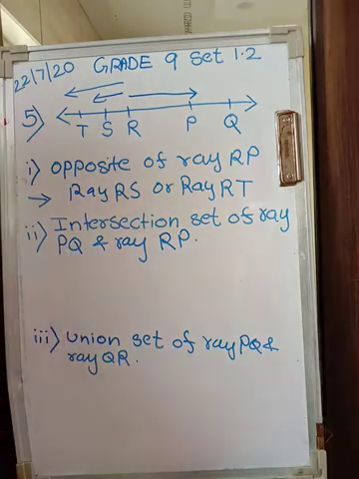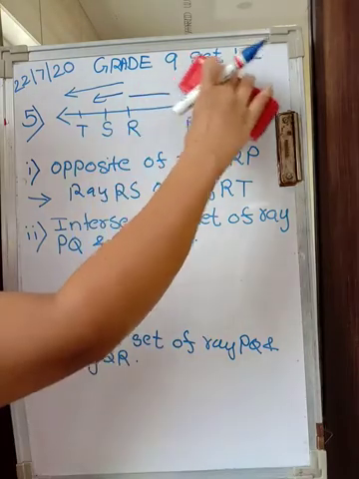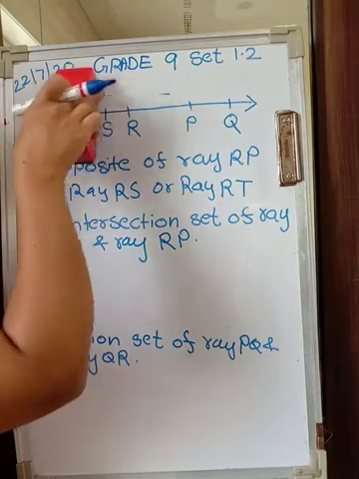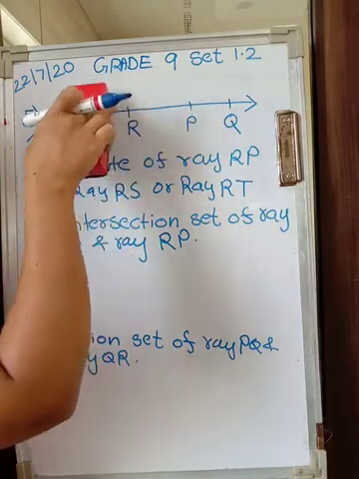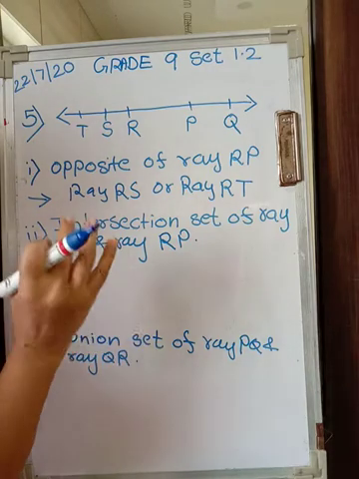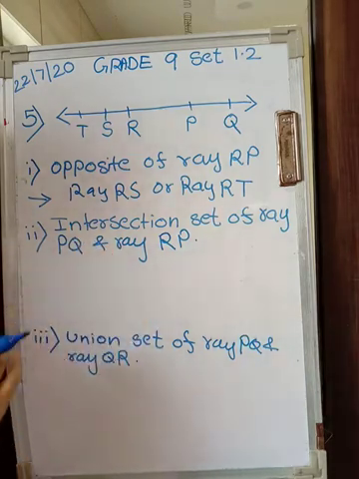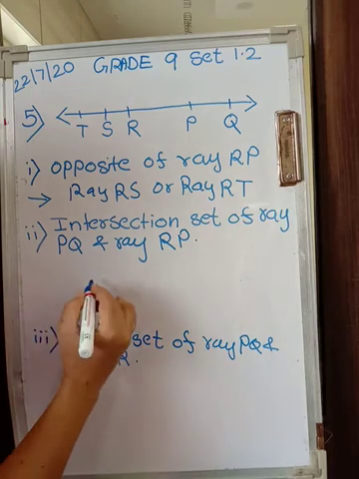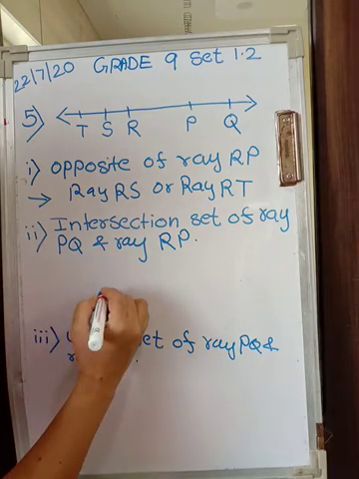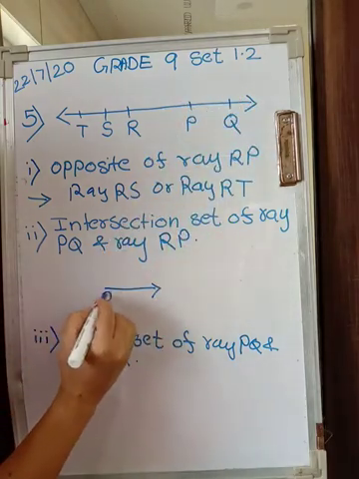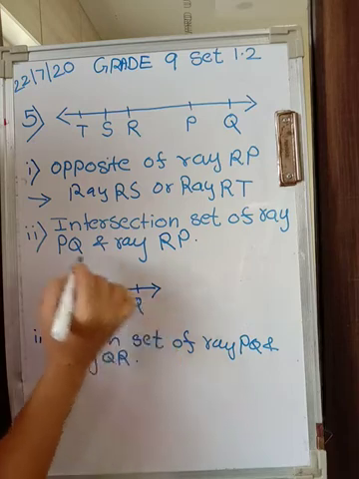Let's go to second question. Intersection set of ray PQ and ray RP. Now see, you should be knowing what you mean by intersection. If we speak in terms of sets, which you'll be studying in algebra, intersection of two sets is what is common between two sets in very simple language. So if I take first ray PQ, let me draw individually. Ray PQ will be like this. So this is P and somewhere over here. So this is ray PQ.